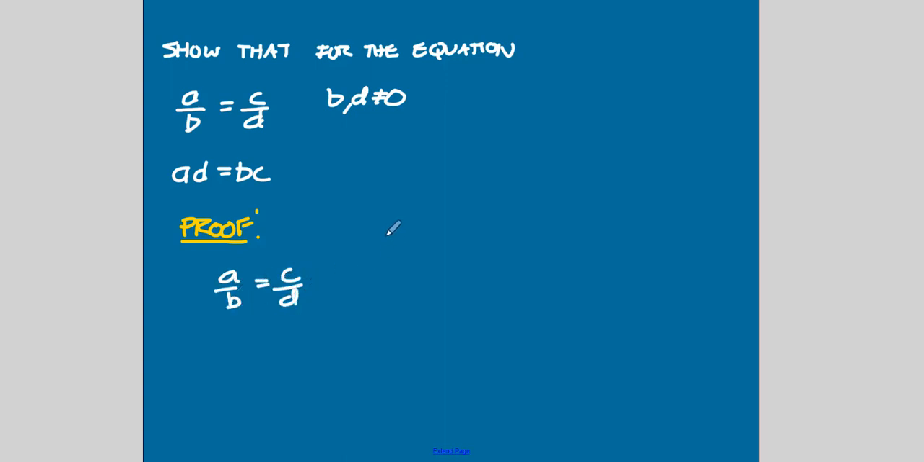The least common multiple of the variables b and d is b times d. Like if this was 3 and 4, the least common multiple would be 3 times 4, which is 12. So I'm going to multiply the entire equation on both sides by bd. I shouldn't put an equals here, I should just put an arrow, because it's the conclusion from that.